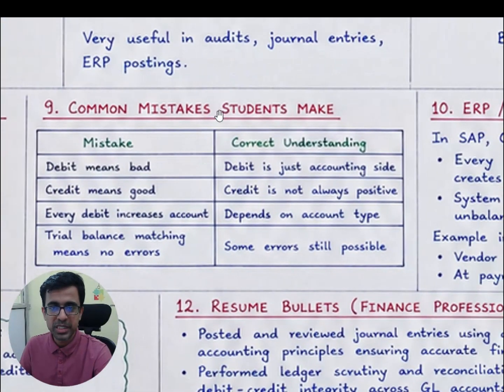What kind of common mistakes do students make? Mistake number 1. Some students always ask me, sir, does debit mean bad? Debit is just an accounting side. It is not good or bad. And credit means good? No, credit is not always positive. Every debit does not always increase an account; it depends on the account type. Which account types? Three account types: personal, real, nominal. Mistake: trial balance matching means no error. It is not like that. Some errors are still possible which cannot be traced so easily.